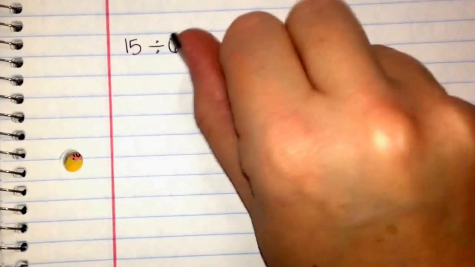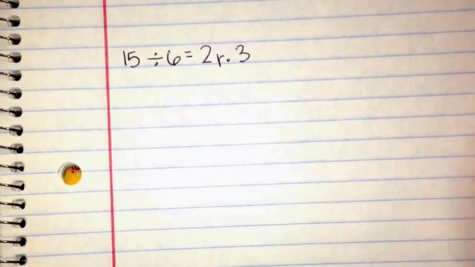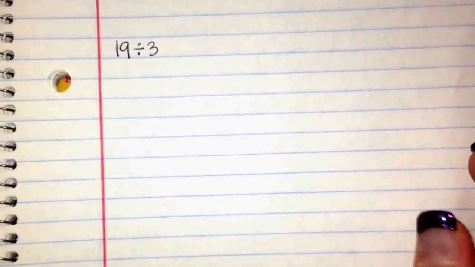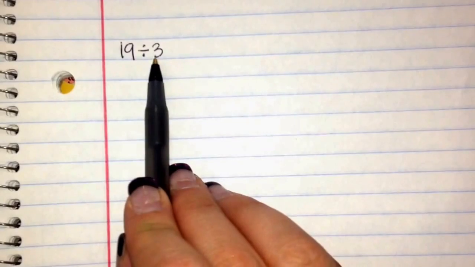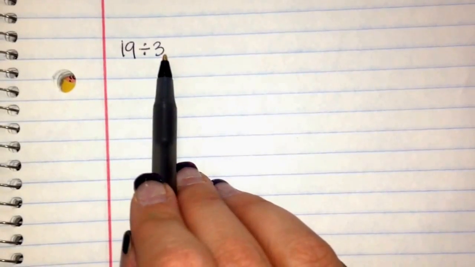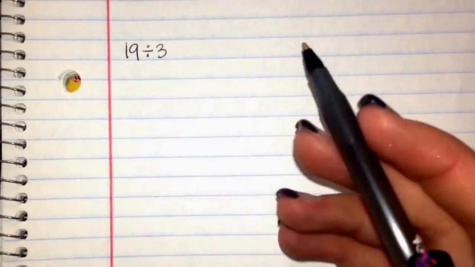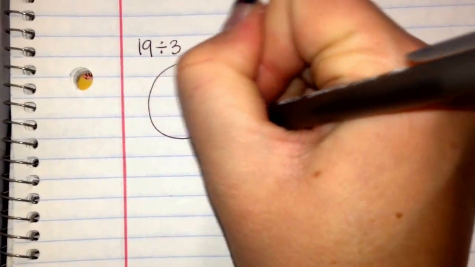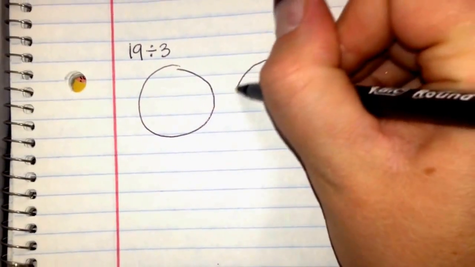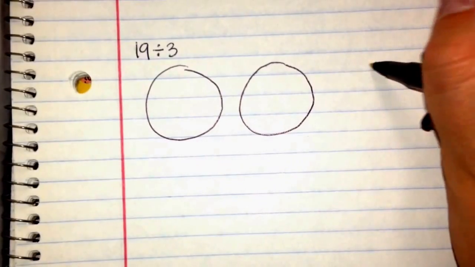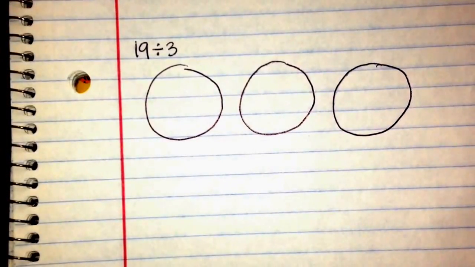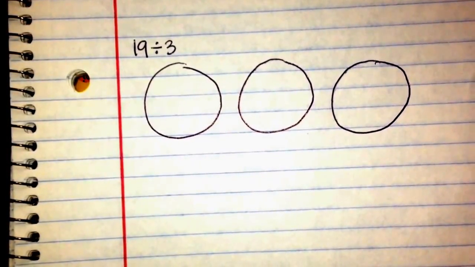We're going to try the same thing, but this time we're going to draw a picture instead of use counters. Sometimes you might not have counters, so you could just draw a quick picture instead. Let's draw a picture using the problem 19 divided by 3. Well, first of all, I'm going to draw 3 big groups because that's where my counters are going to go, my drawings of counters. So I'm going to have a group here, 1, 2, and 3.